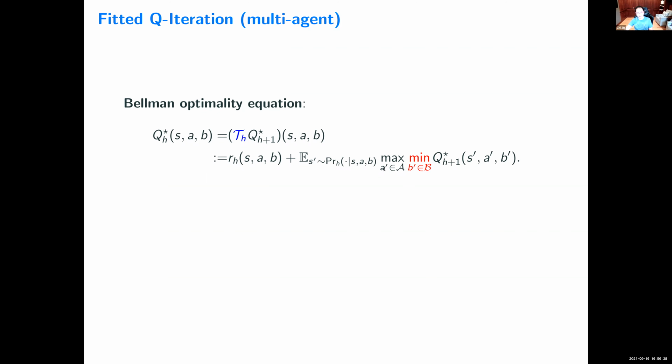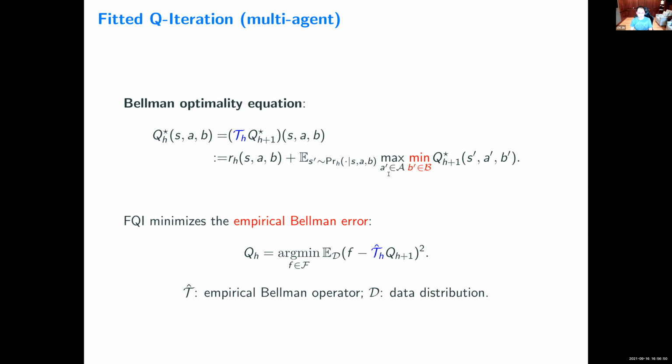Sorry, I should not say a single policy here. This should be a mixed policy. So it's kind of like a max over the simplex of A. It's a mixed strategy, where I can play a probability over actions. And we still have a multi-agent version of value iteration where I want to minimize the empirical Bellman error. The only difference is that this Bellman operator is now defined by minimax instead of just max, as in the single agent setting.